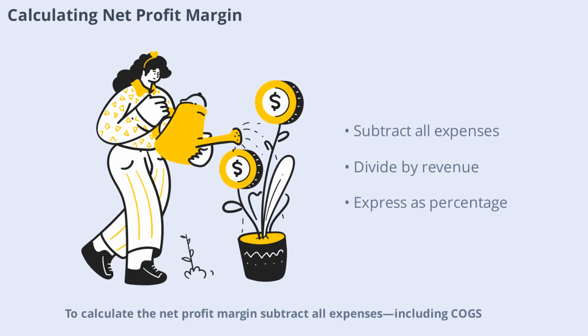To calculate the net profit margin, subtract all expenses, including COGS, operating expenses, interest, and taxes from total revenue. Divide the resulting net profit by total revenue and multiply by 100 to get a percentage. For example, if a company has $1 million in revenue and $900,000 in total expenses, the net profit is $100,000. Divide $100,000 by $1 million to get 0.1 or 10%. This means the company keeps 10 cents of every dollar in sales as profit.